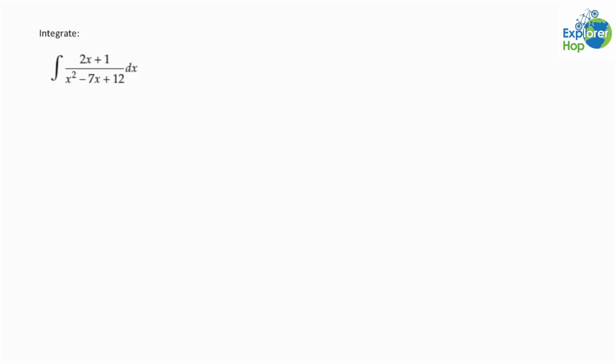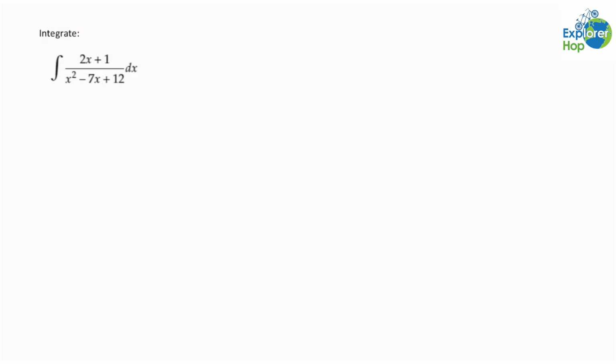For this example, we're told to integrate the following function, 2x plus 1 over x squared minus 7x plus 12. We can see that it is very difficult to integrate this rational function directly. Also, we can't use long division here because the degree of the numerator is less than the degree of the denominator. So to make it easier to integrate, we can decompose this rational function into partial fractions.